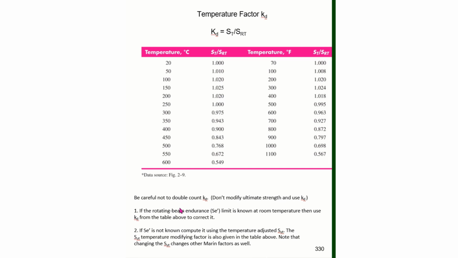So again, if temperature is the only concern and all other Marin factors are 1, go ahead and use Kd in the equation to compute SE. However, if there are other Marin factors that are not 1s, then it's best to modify the ultimate strength for temperature, and then so that we don't double count, Kd would enter the SE computation as a 1. Let's look at an example problem.